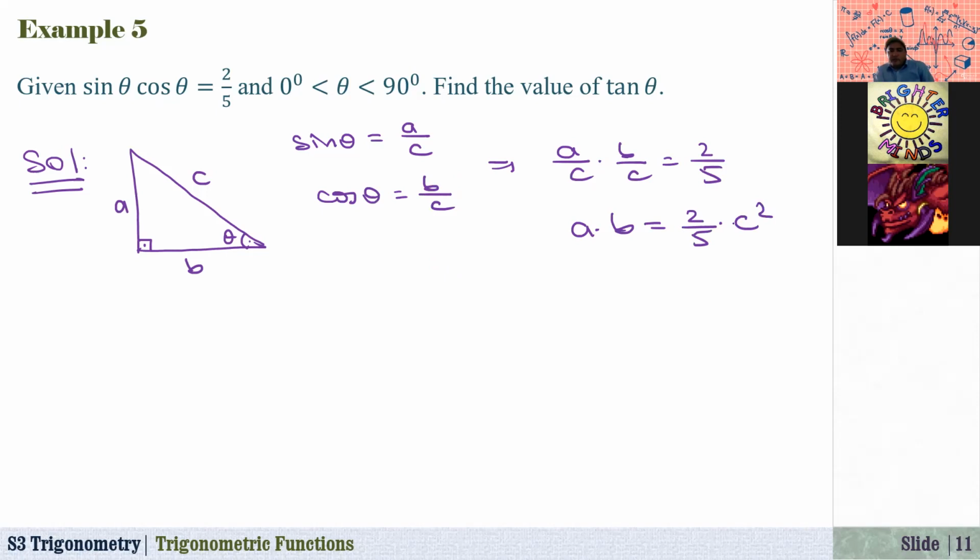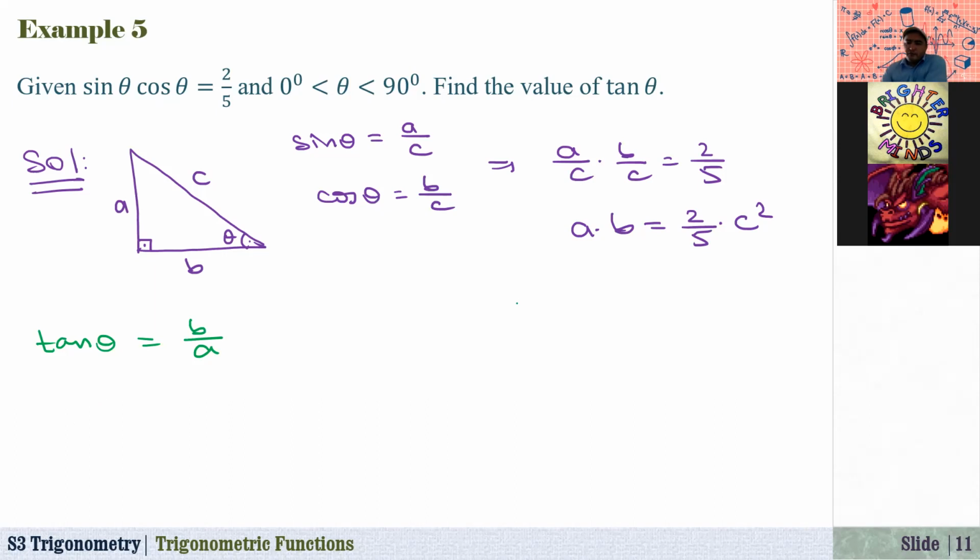What we need to find here is tangent of theta. Tangent of theta is equal to B over A. So how can we actually get B over A from this relationship? I have to express everything in terms of maybe A.